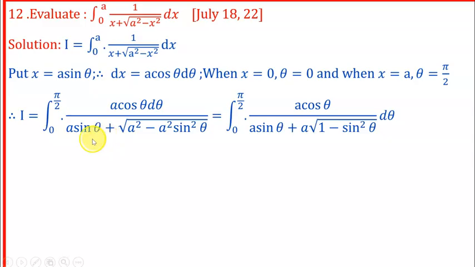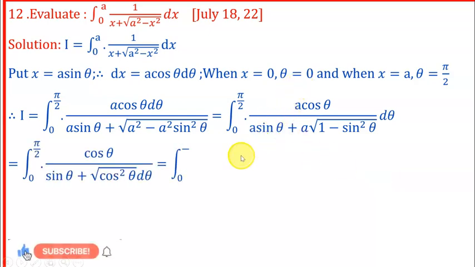And in the denominator, x is replaced by a sin theta plus a root of a square minus a square sin square theta. Take a square as common. Root of a square is a. Therefore, integral 0 to pi by 2 a cos theta upon a sin theta plus a root of 1 minus sin square theta d theta. Now, a gets cancelled from numerator and denominator.